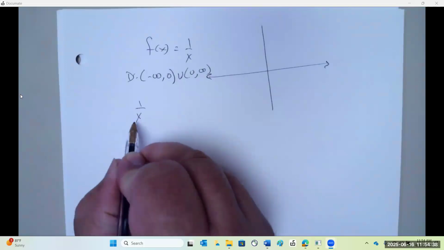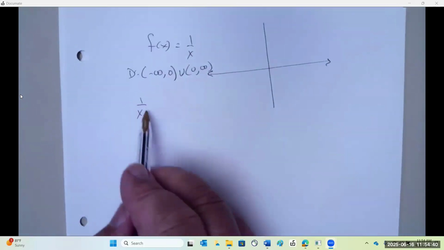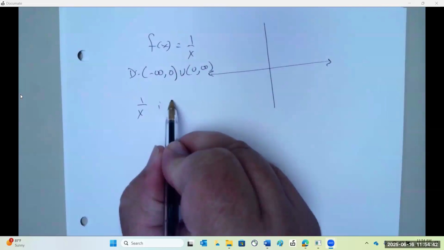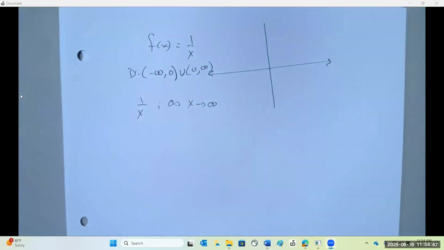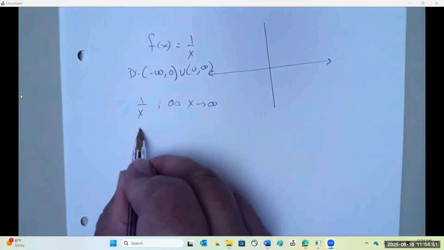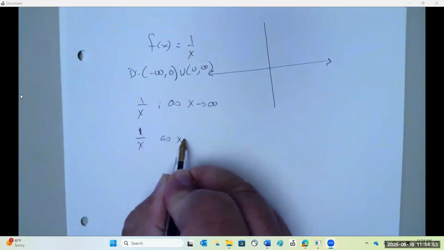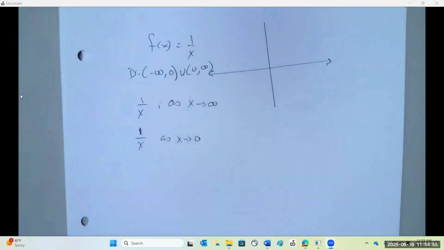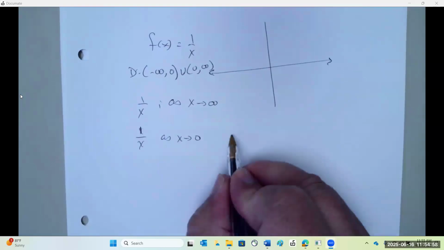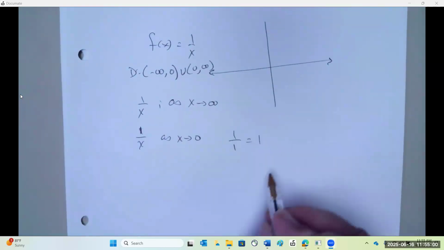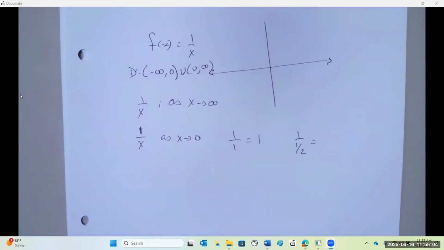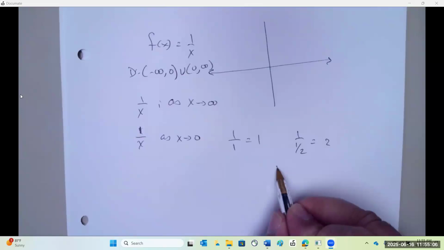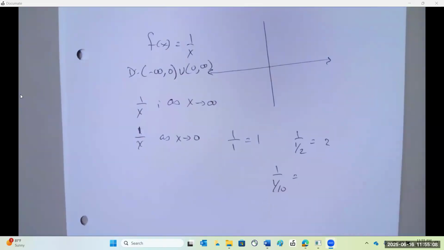The larger x becomes, what happens to this number? As x goes to infinity, what happens to this number? It gets closer to 0. What happens as x gets smaller? Well, when x is 1, we know which one. When x is 1/2, what is it? When x is 1/10, what is it?